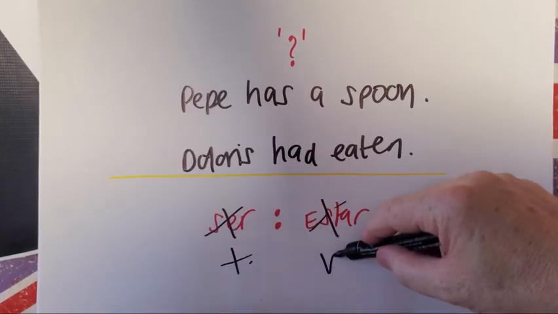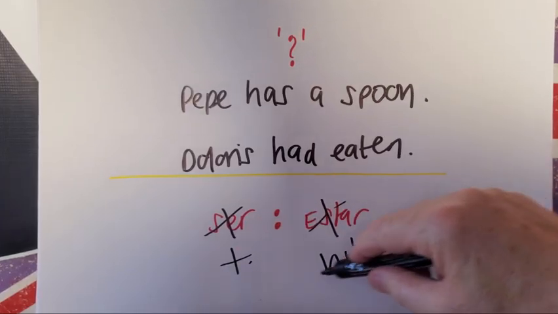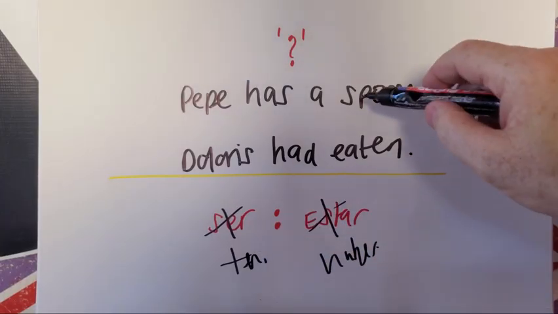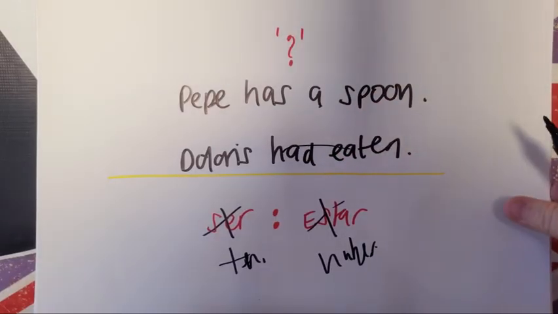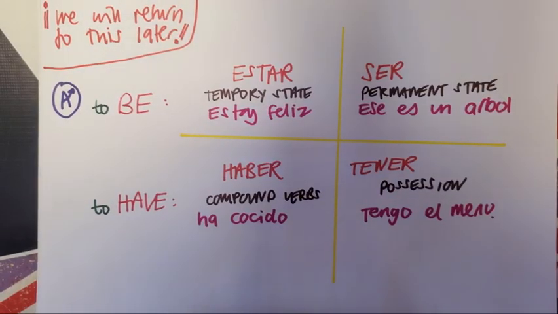Tener and haber. So a spoon is an object, so we use tener, and in the continuous tense, we use haber. Okay, fix that.